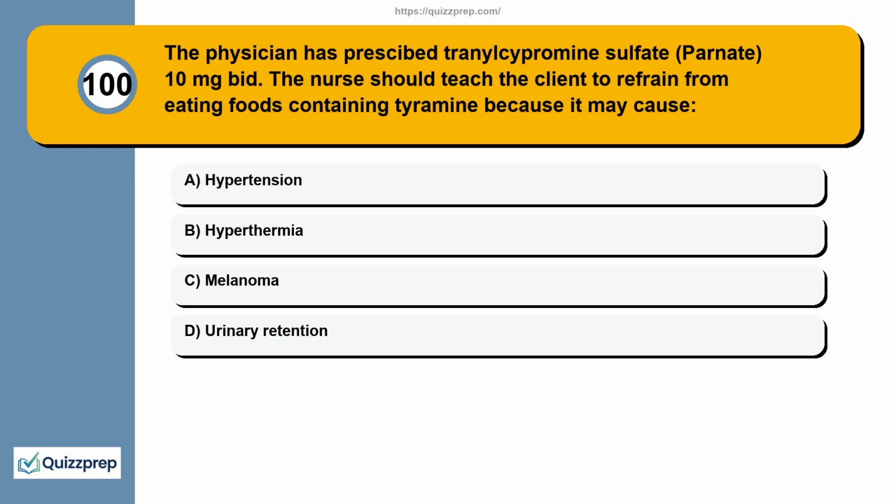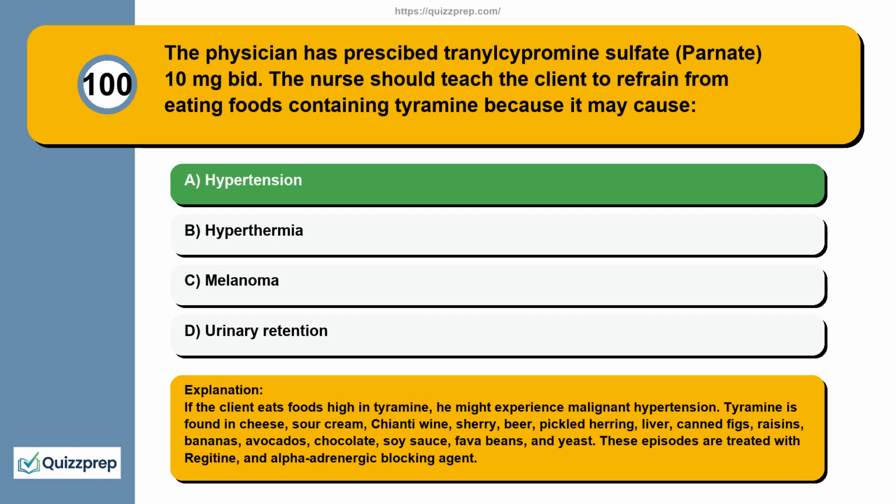Question 100. The physician has prescribed tranylcypromine sulfate, Parnate, 10 mg BID. The nurse should teach the client to refrain from eating foods containing tyramine because it may cause hypertension, hyperthermia, melanoma, urinary retention. If the client eats foods high in tyramine, he might experience malignant hypertension. Tyramine is found in cheese, sour cream, Chianti wine, sherry, beer, pickled herring, liver, canned figs, raisins, bananas, avocados, chocolate, soy sauce, fava beans, and yeast. These episodes are treated with Regitine, an alpha-adrenergic blocking agent.